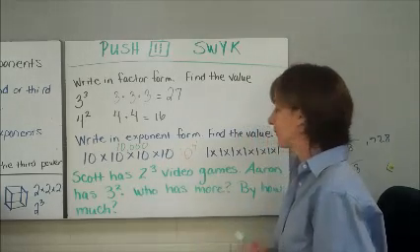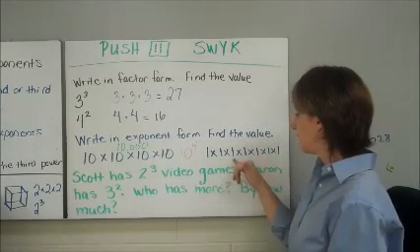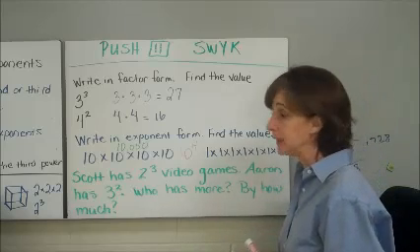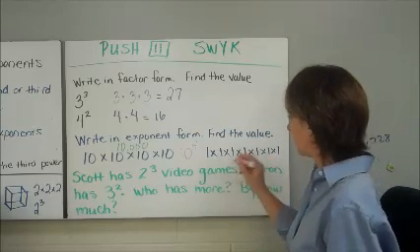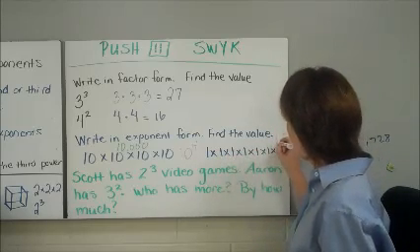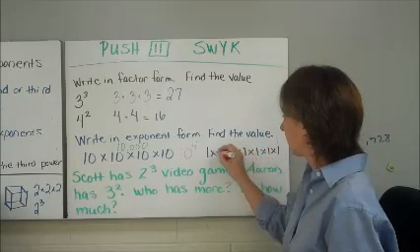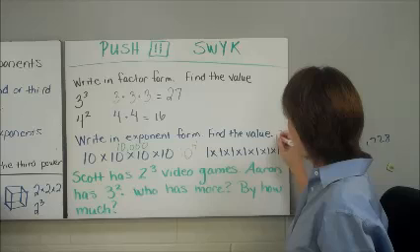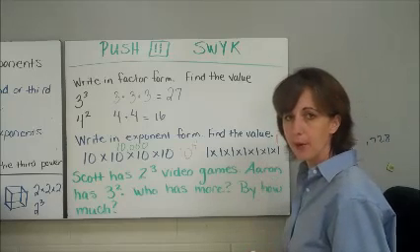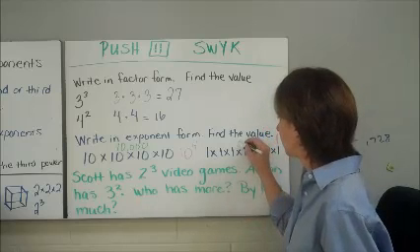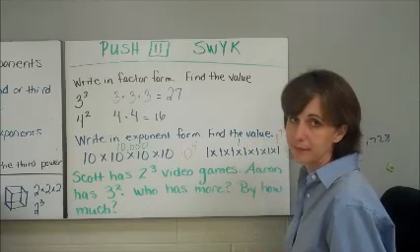10,000. 1 times 1 times 1 times 1 times 1 times 1 times 1, written in exponent form, the base is 1, and the exponent is 1, 2, 3, 4, 5, 6, 7. So this is 1 to the 7th power. 1 to the 7th power is 1.